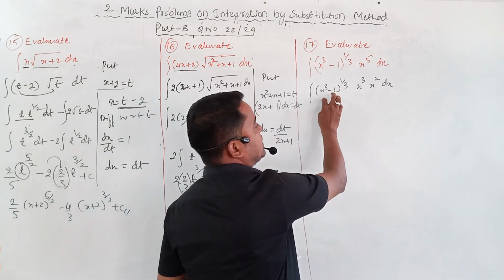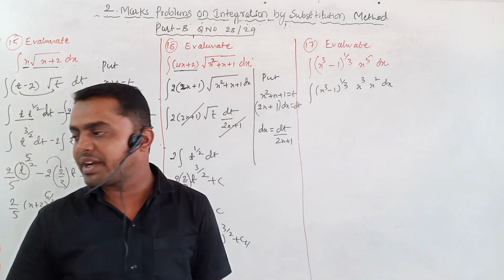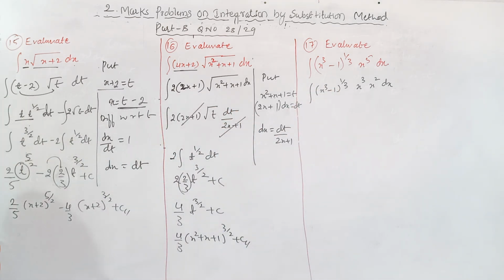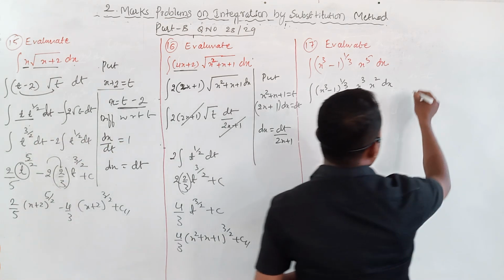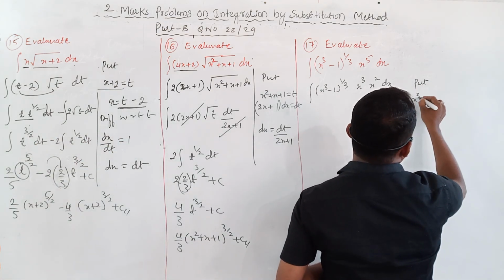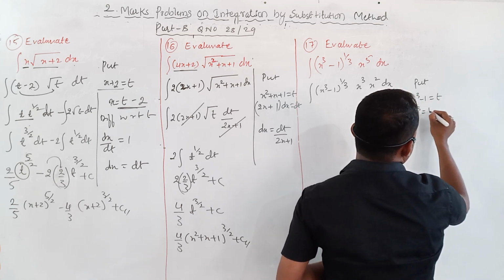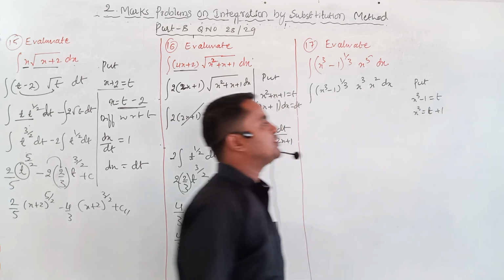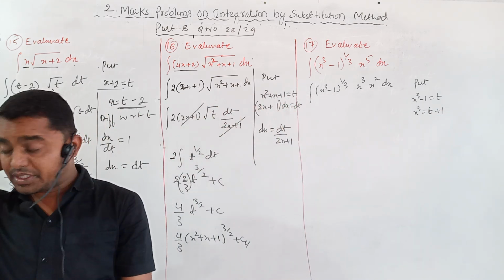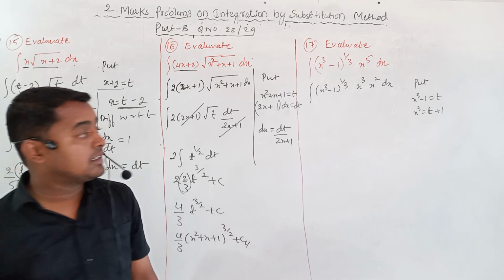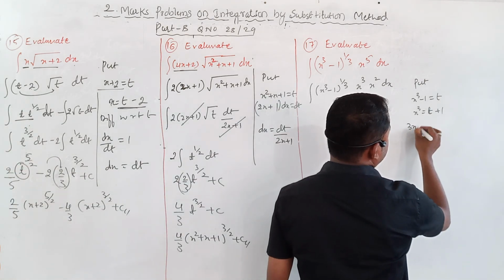Now x cube minus 1 is equal to t. Let's take the substitution: put x cube minus 1 is equal to t. Then x cube is equal to t plus 1.